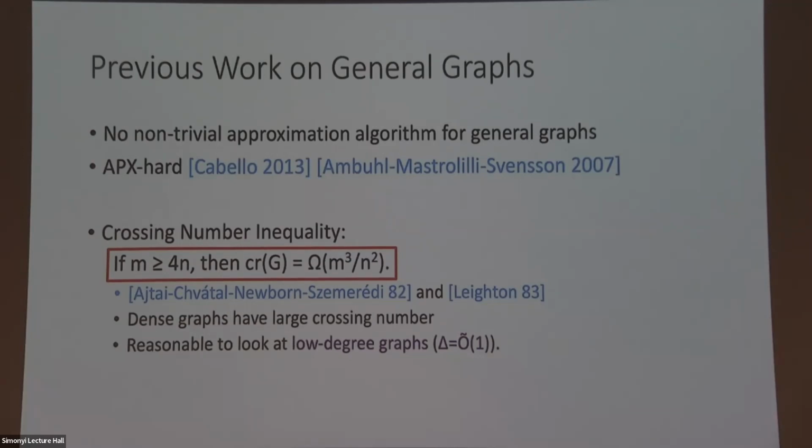As I'm told that this talk is supposed to be longer than what I prepared, so let's fill in some details here. Okay, so the crossing number inequality: as long as the number of edges is larger, the crossing number has to be very high. So this is the message.